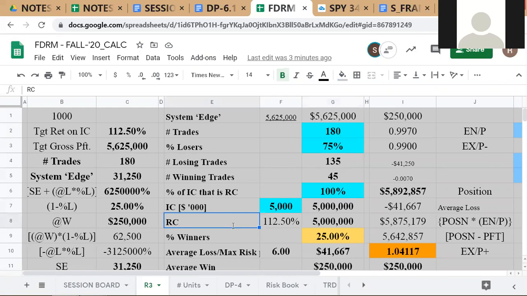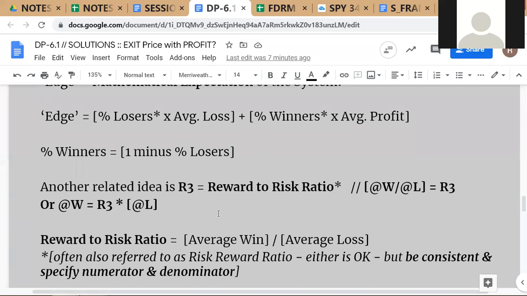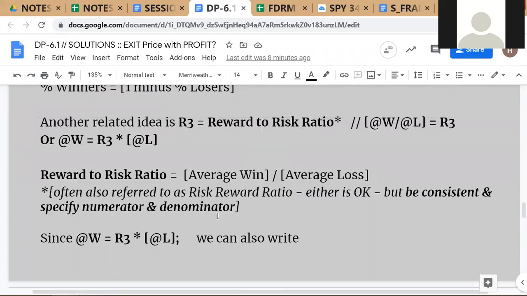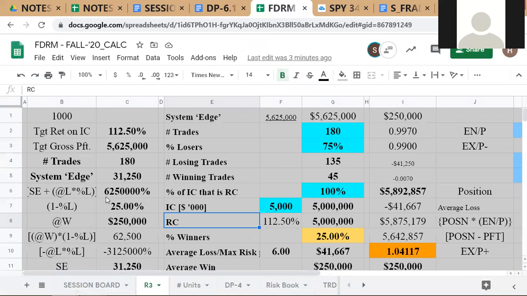Okay, so a very important lesson to learn: don't just look at this, also look at this. So we compute the system edge using this relationship. To calculate the system edge, you can take the gross profit divided by the number of trades, and you'll get the system edge. So that's what we're doing. Step number 4, calculate system edge. What did we do? We know the number of trades, and we know the target gross profit. So we just take the target gross profit divided by the number of trades. Okay, so we get the system edge.